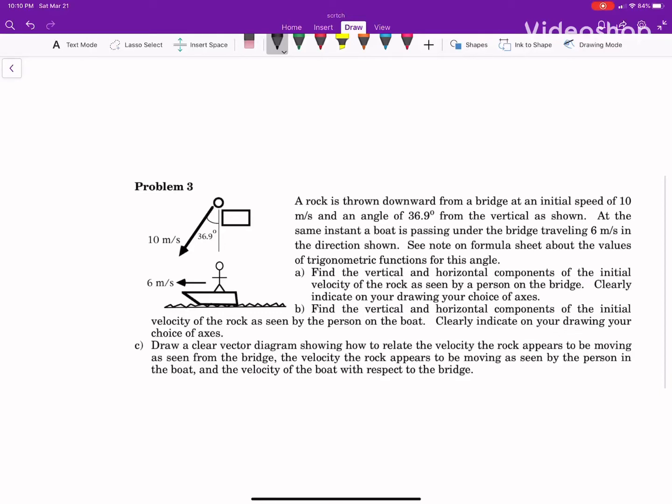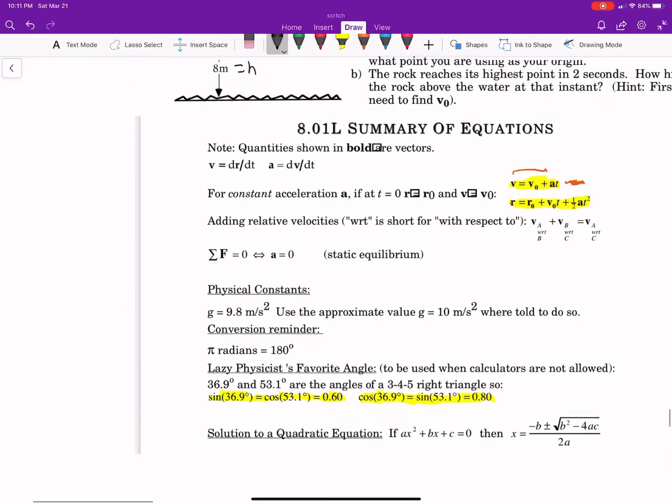So we're going to do another kinematics problem. It's again an MIT exam problem, and it says a rock is thrown downward from a bridge at an initial speed of 10 meters per second at an angle 39.9 degrees from the vertical as shown. At the same instant, a boat is passing under the bridge traveling 6 meters per second in the direction shown. See the note formula about trig values that was given, that's this.